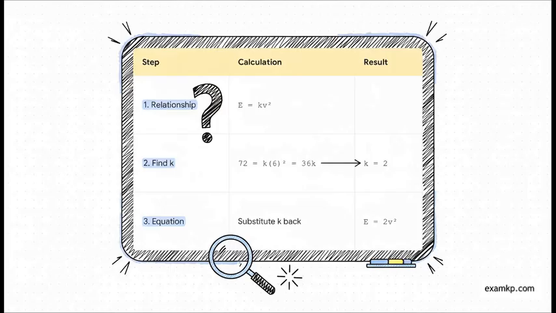Just look at how straightforward this is when we follow the steps. Step 1. Set up the relationship. E equals K times V squared. Step 2. Plug in the numbers they gave us. 72 for E, 6 for V. A little bit of simple algebra and boom, K equals 2. And for the final step, we just slot that value for K right back into our original relationship. What do we get? E equals 2 times V squared. And that is a perfect match for option A. Nice and easy.